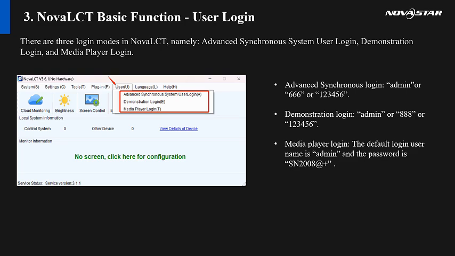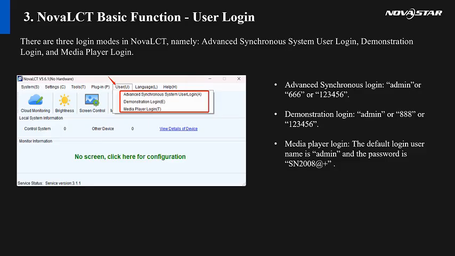Demonstration login. It can be used for offline mode if you have not connected your controllers, but you need to do some tests on your RC object files or your screen mappings. You could use the demonstration mode. The login password is admin or 888. Last one, media player login. This is meant to be used on your TB series or TU series. The default login username is admin and the password is capitalized SN2008 and plus.